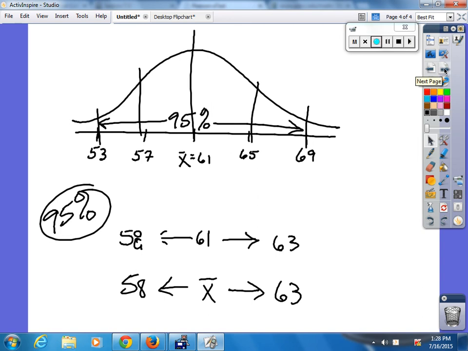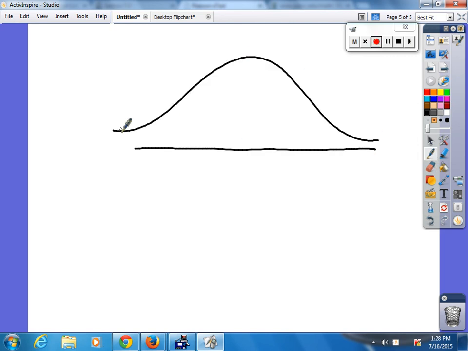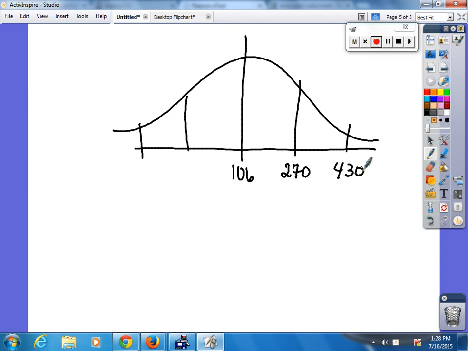So, mean and standard deviation. What was our mean? 106, and our standard deviation is what? 164.2. So 106 plus 164 would be what? 270? And plus another 164 would be 434. Somebody help me out. 106 minus 164 would be what? Somebody add it and tell me what you get.